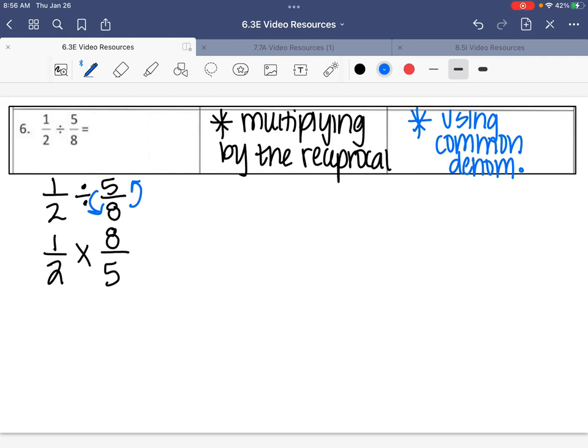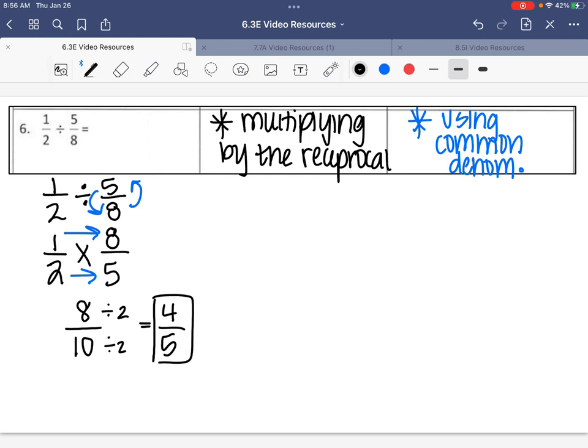And now I just use my multiplication rules. So 1 times 8 to give me 8 in the numerator, and 2 times 5 to give me 10 in the denominator, which I can simplify by dividing by a factor of 2 to get an answer of 4/5. So 1/2 divided by 5/8 gives me 4/5.